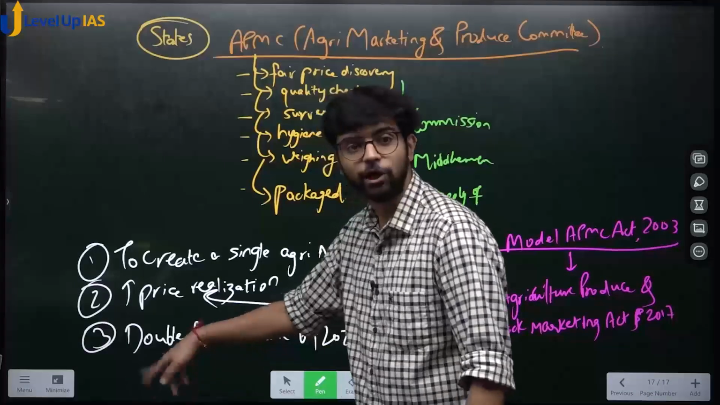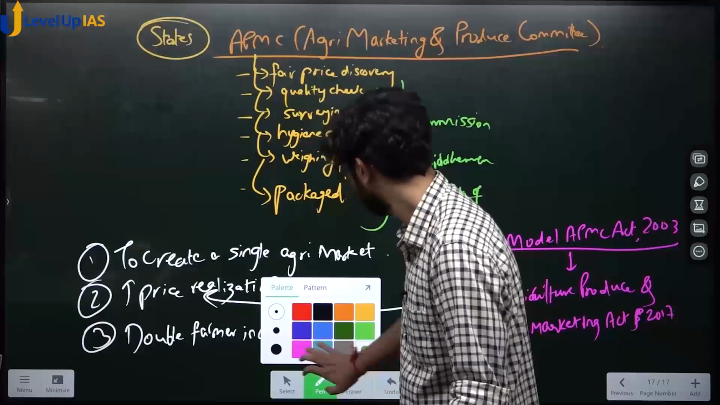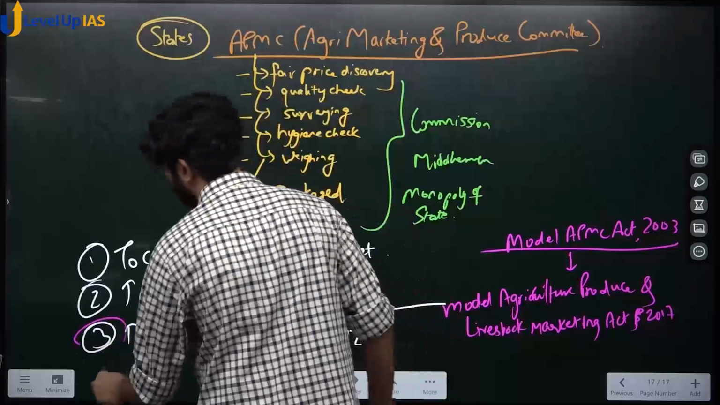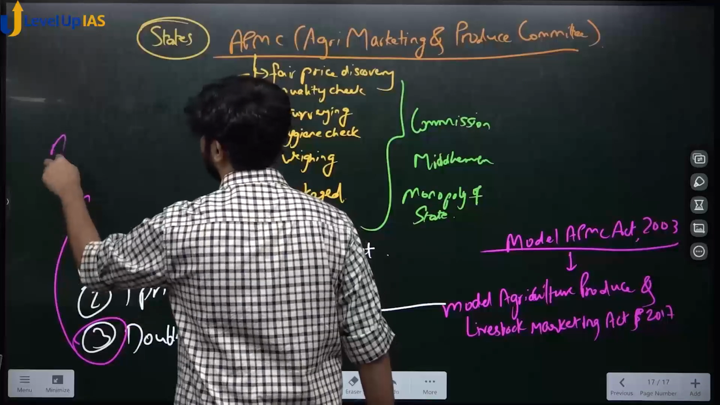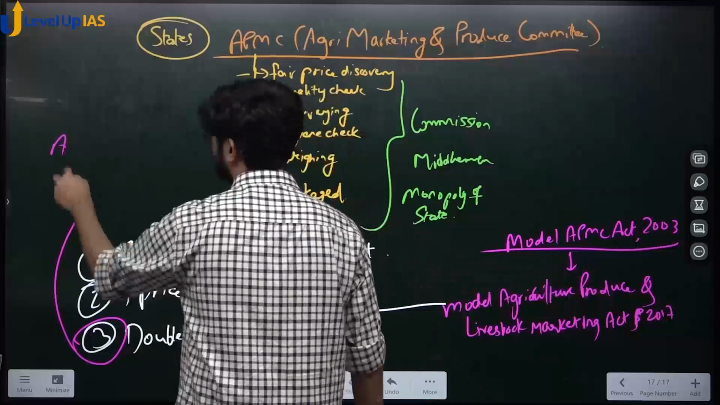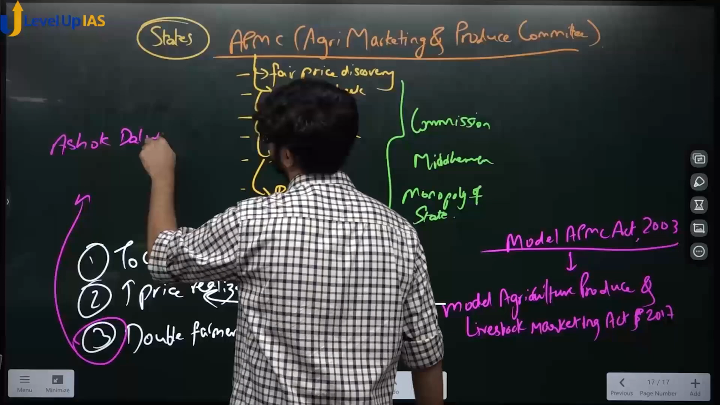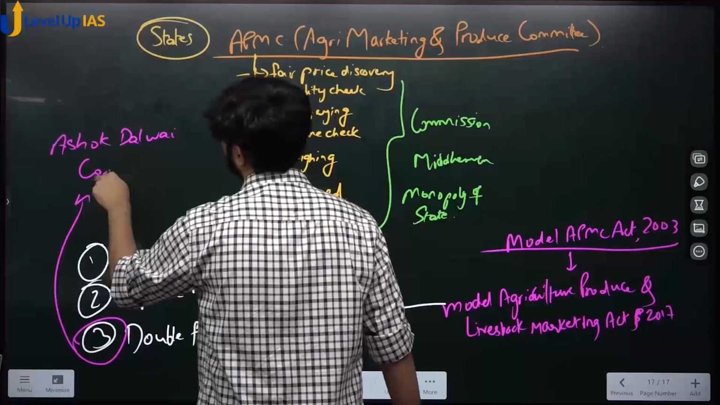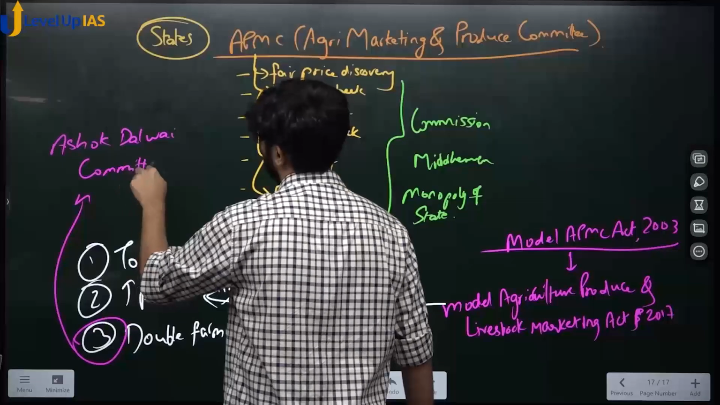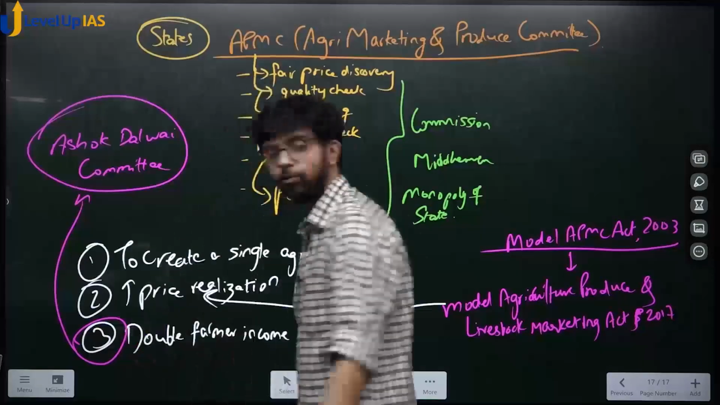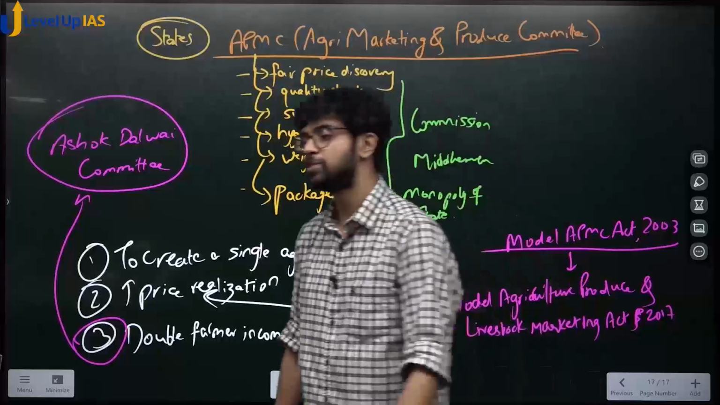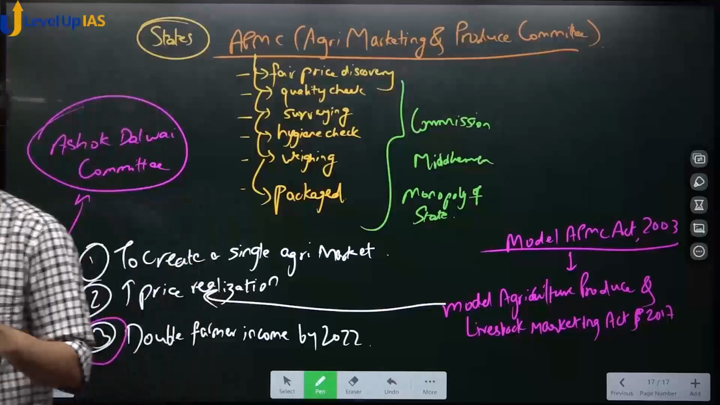And related, I will tell you one committee also. You can read its recommendations. One committee to double farmers' income, nothing related to APLM, called as Ashok Dalwai Committee. You can read the recommendations. Ashok Dalwai Committee on doubling farmers' income. How to double farmers' income? Recommendations were given by Ashok Dalwai Committee.